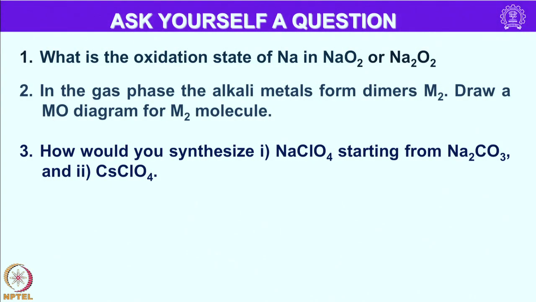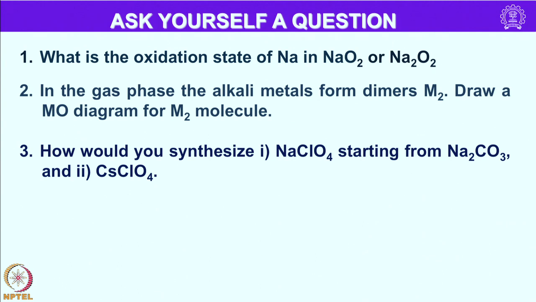So, now let us look into a few questions here. What is the oxidation state of sodium in NaO2 or Na2O2? One should be able to tell simply by looking at the oxygen, how many oxygens are there and what are the charges on them. For example, if you take Na2O2, here O2 2-, it is a peroxide. So, you can say it is Na+, and in both cases, the oxidation state of sodium one can tell as Na+ because it cannot show higher oxidation states.